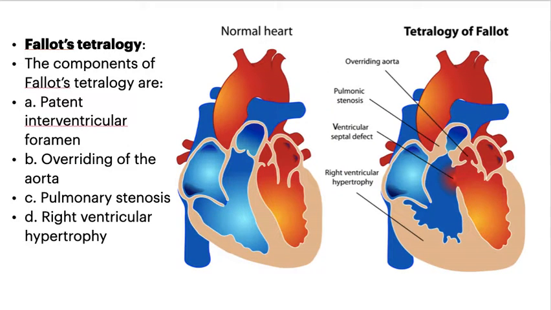Tetralogy of Fallot. The components of tetralogy of Fallot are patent interventricular foramen here, overriding of aorta, it is overriding in front, pulmonic stenosis, this is pulmonic stenosis, you can see overriding of aorta, and right ventricular hypertrophy. That's all about the clinical anatomy of the embryological aspect of heart development.